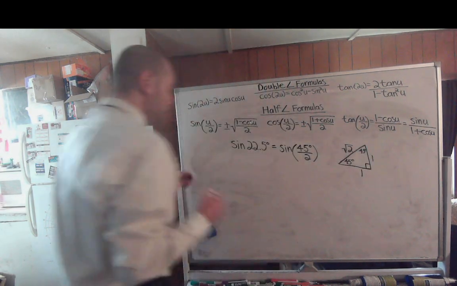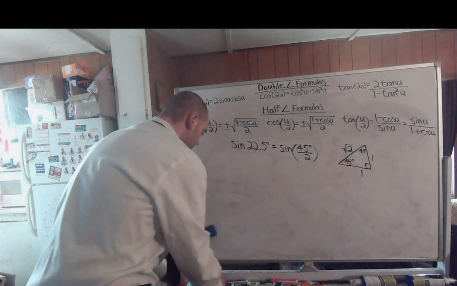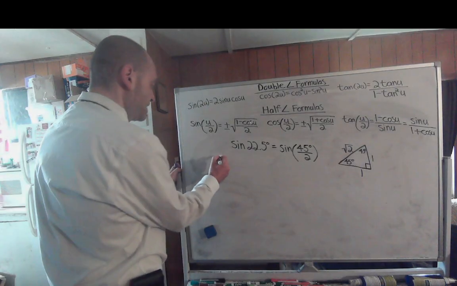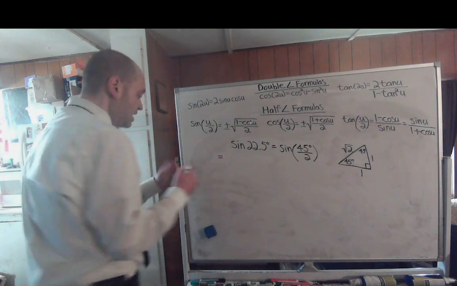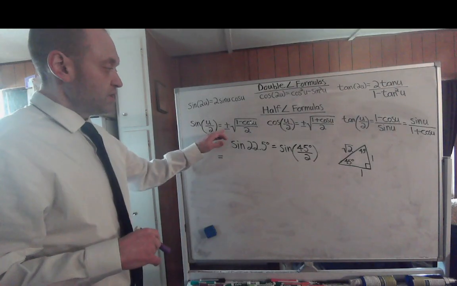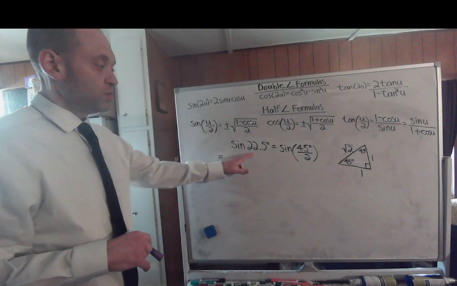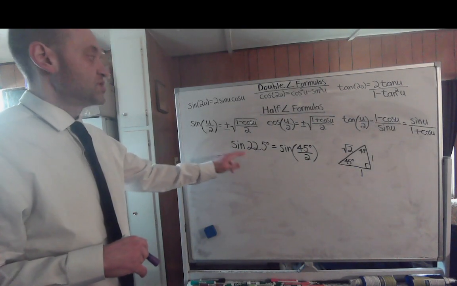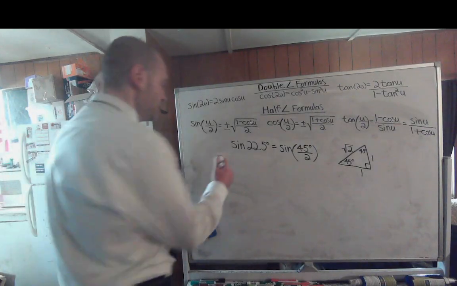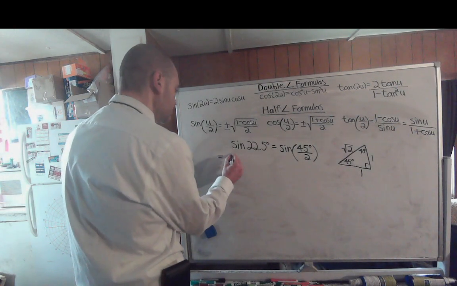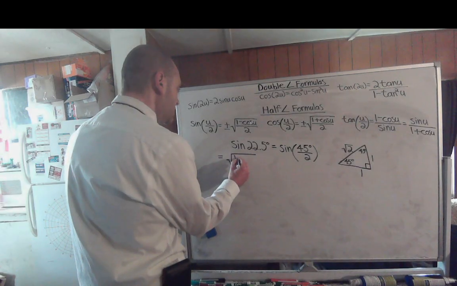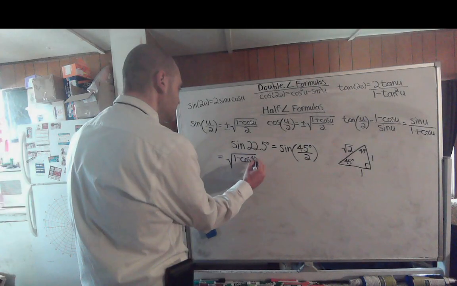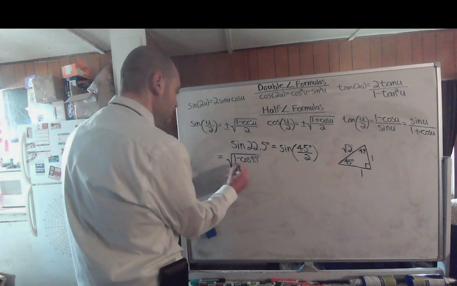Okay. So now, what is the formula for the half angle of a sine? Now, are we going to use plus or minus? Well, 22.5 degrees is in the first quadrant. The sine is positive, so it'll be plus the square root. So it'll just be the regular square root of 1 minus the cosine of 45 degrees all over 2.